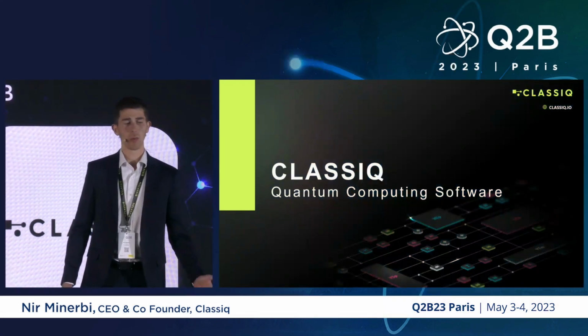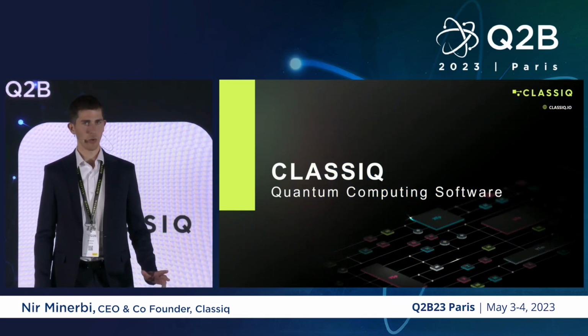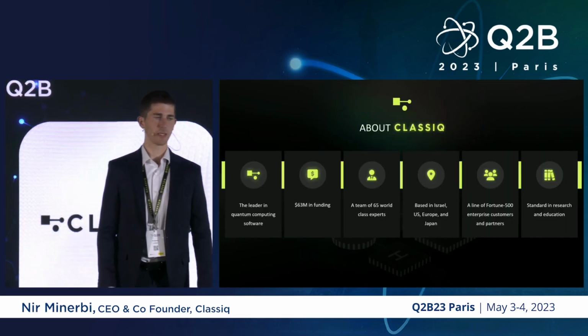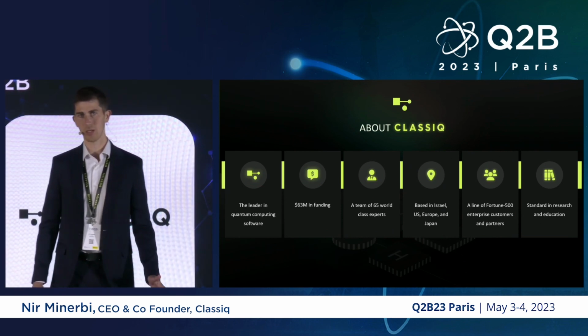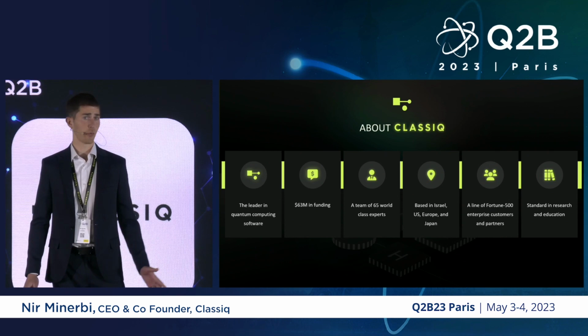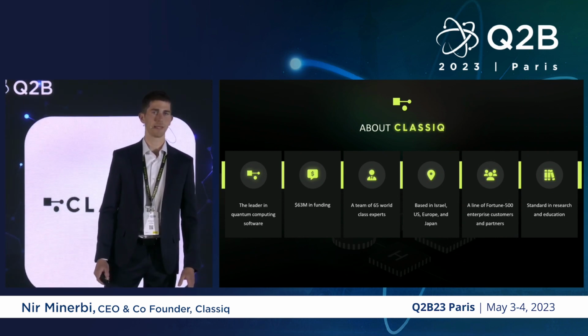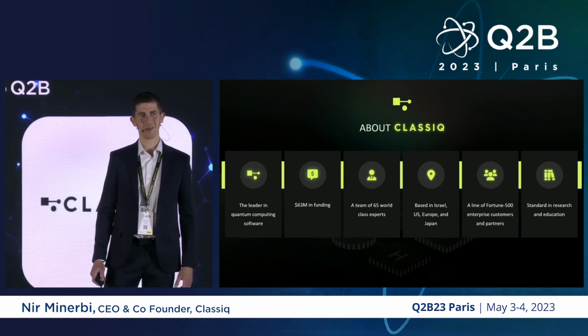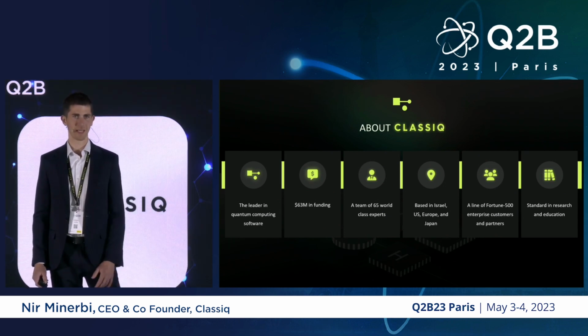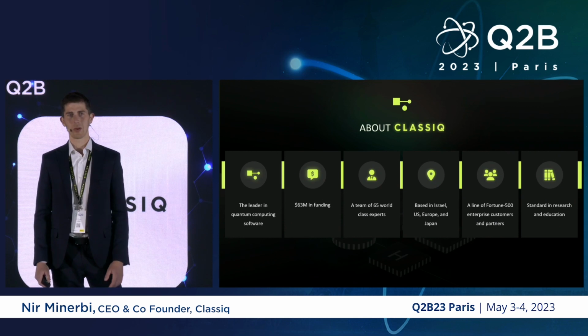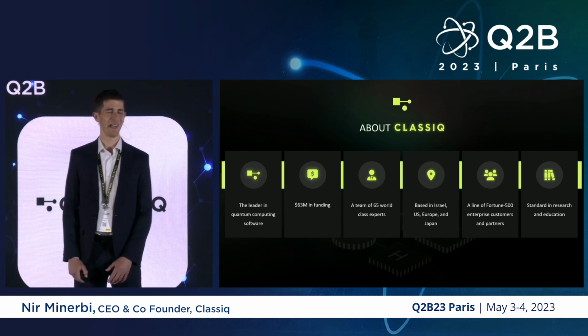Going to speak about quantum computing software and a short intro before. So Classiq is a quantum computing software company, actually the largest quantum software startup today. We are a team of 65. Most of us are located in Israel, in Tel Aviv, but we also have offices in Amsterdam, New York, Tokyo, and hopefully Paris soon as well.